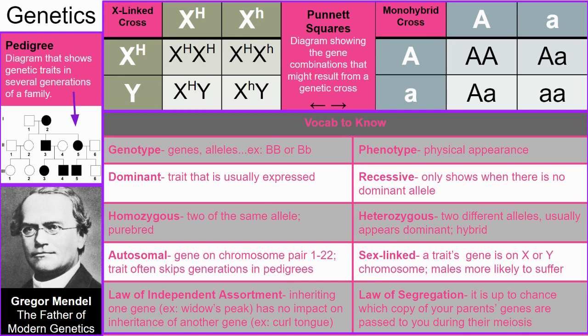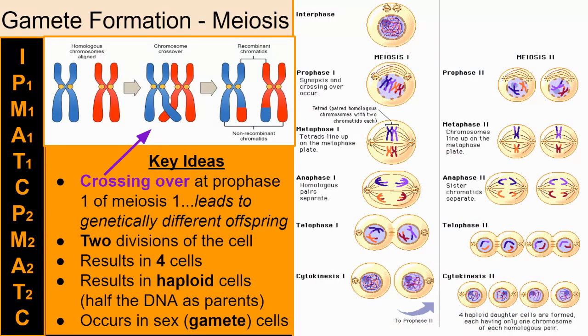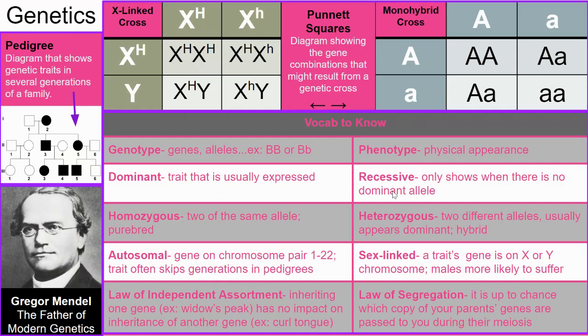The law of segregation means it's up to chance which copy of your parents' genes are going to be passed to you during meiosis. So, in other words, when the cell splits, it's completely up to chance which chromosome goes which way. And so, therefore, in the law of segregation, it's up to chance which copy of the gene your parents are going to pass you. So, let's say your parent was heterozygous or hybrid, it's up to chance whether they will pass you their dominant gene or their recessive gene.